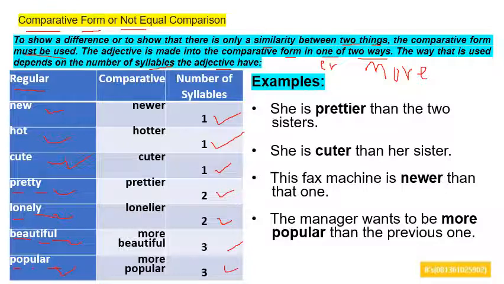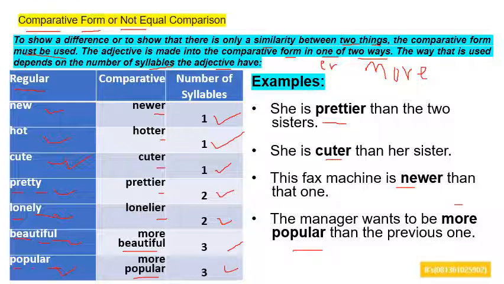What if the syllables are one or two? Just add -er. See: new, newer; hot, hotter; cute, cuter; pretty, prettier; lonely, lonelier. What about if the adjective has three or more syllables? Use more here: more beautiful, more popular. In the sentences, you can see in the examples: she is prettier than the two sisters. She is cuter than her sister. This fax machine is newer than that one. The manager wants to be more popular than the previous one.